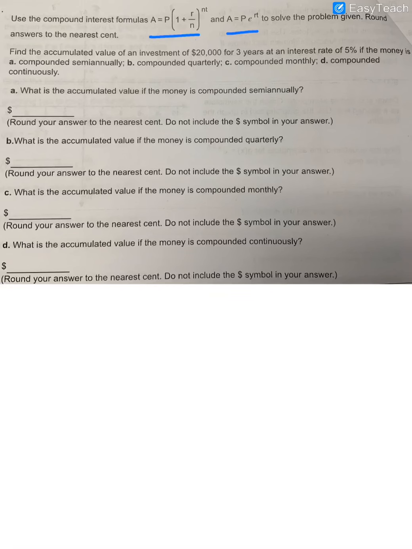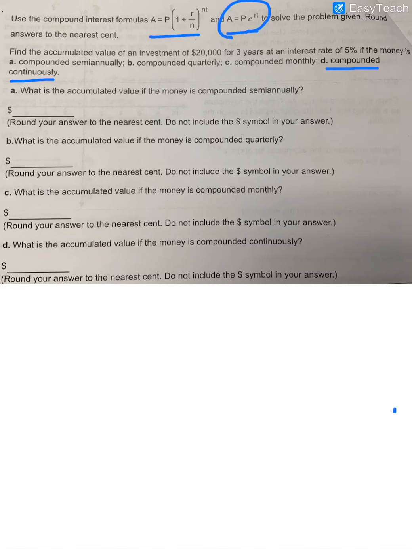So if your interest is compounded continuously, like they're going to ask us on Part D, you're always going to use this compound interest formula that involves the number E. For all other cases, you're going to use the first formula. So let's look at a couple of these in this particular case.